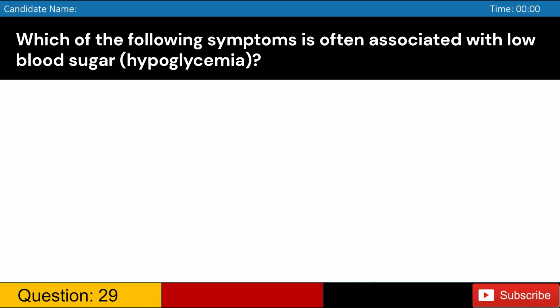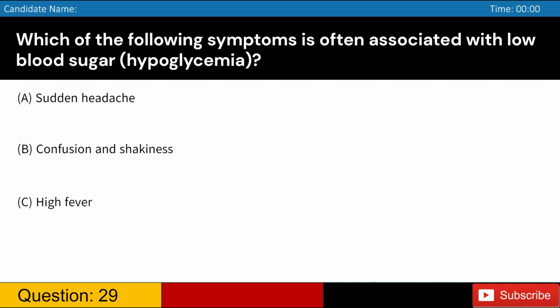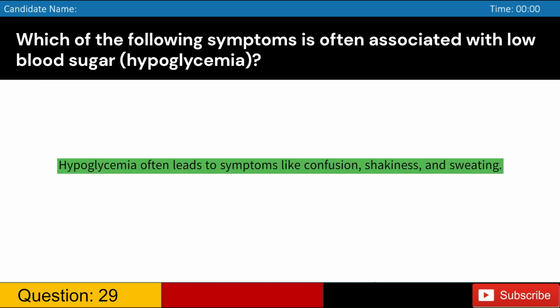Which of the following symptoms is often associated with low blood sugar, hypoglycemia? A. Sudden headache. B. Confusion and shakiness. C. High fever. D. Rapid weight gain. Answer B. Hypoglycemia often leads to symptoms like confusion, shakiness, and sweating.